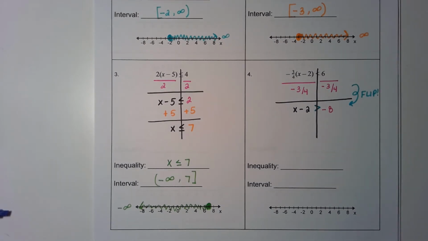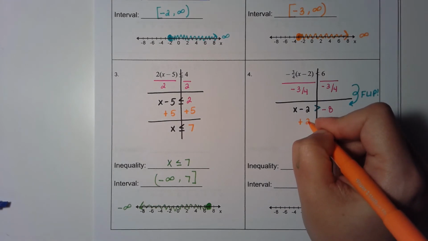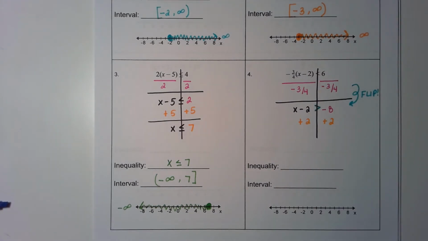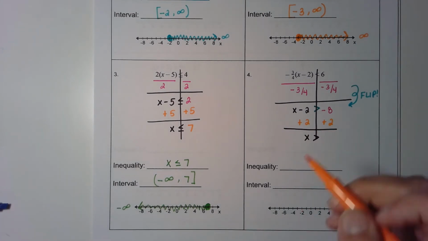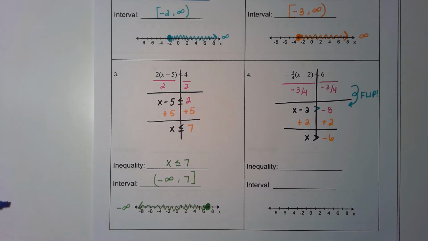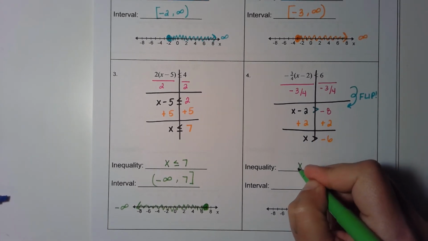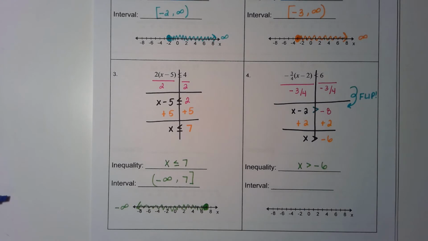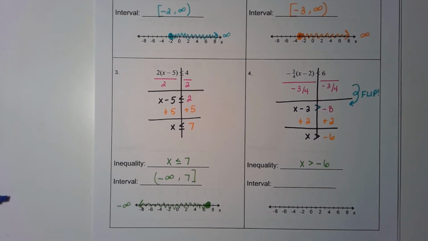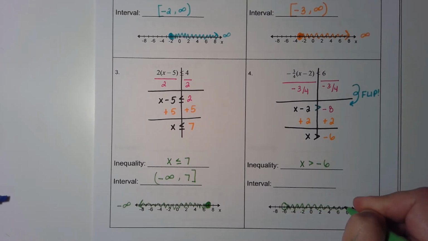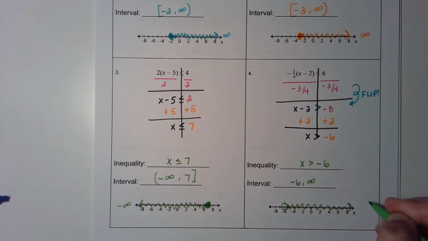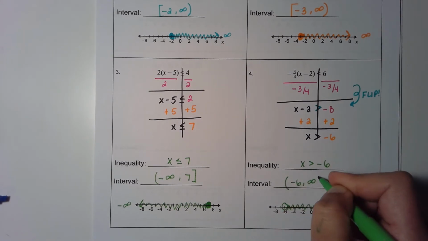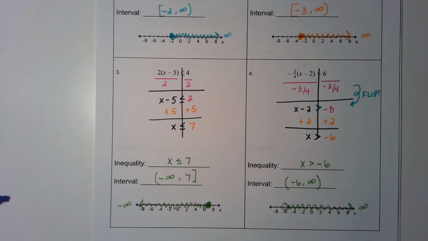Now, x is still not by itself, so I'm going to go ahead and add 2 next, and I'm going to get x is greater than -8 plus 2, which is -6. Now that means my solution is all of the numbers that are greater than -6, x is greater than -6. On a number line, I would have an open circle on the -6, and I would shade to the right. And my interval notation would be -6 comma infinity with parentheses on both because there's an open circle and an infinity.